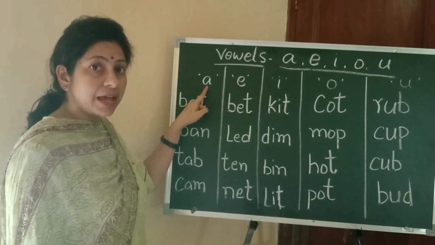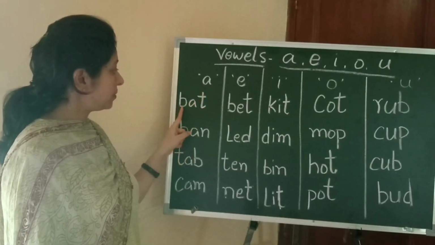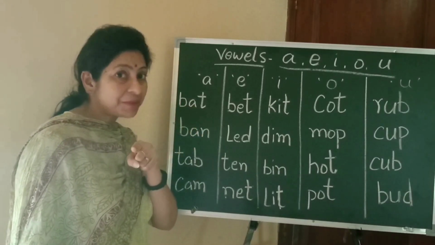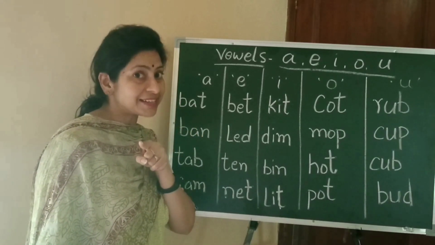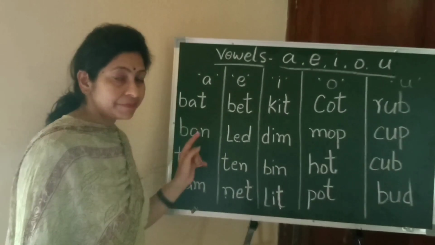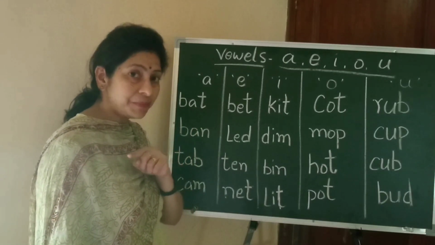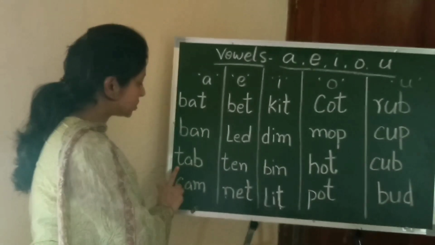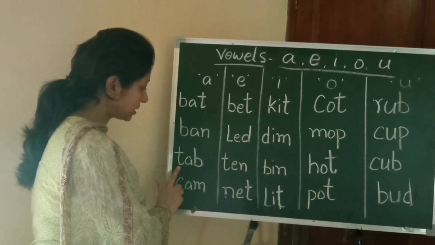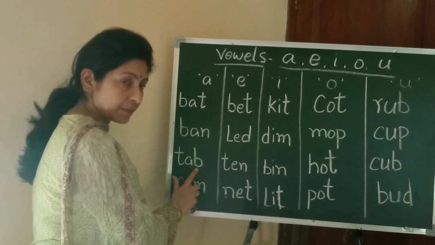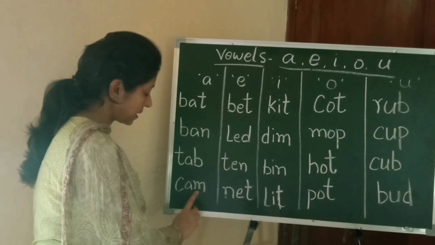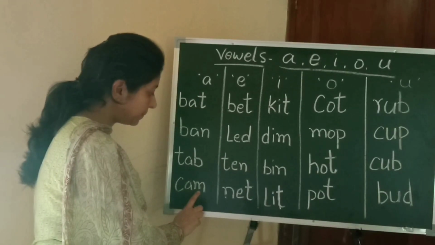A says eh. B, a, t, bat. B, a, n, ban. T, a, b, tab. K, a, m, cam.